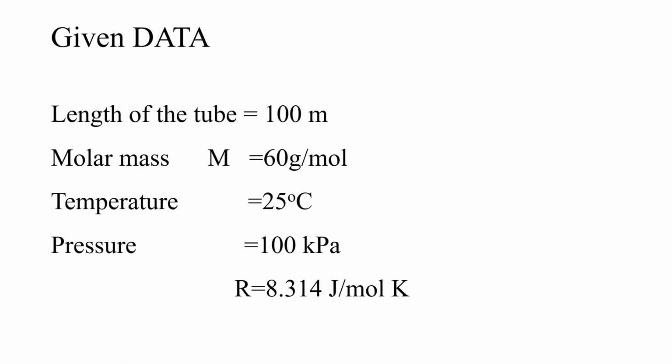We have the given data. Length is 100 meter, molar mass is 60 gram per mole, you know the unit, gram per mole. Our temperature T is 25 degrees centigrade, and if we convert this temperature to Kelvin, we add 273, then the temperature will be 298 Kelvin. The pressure is 100 kilopascal and R is the gas constant, given as 8.314 joule per mole Kelvin. And also we are given g, acceleration due to gravity, 9.81 meter per second square, right?